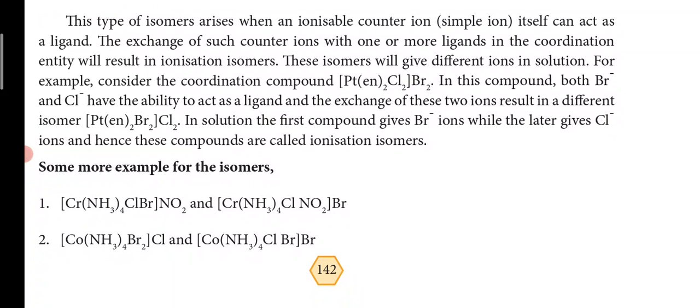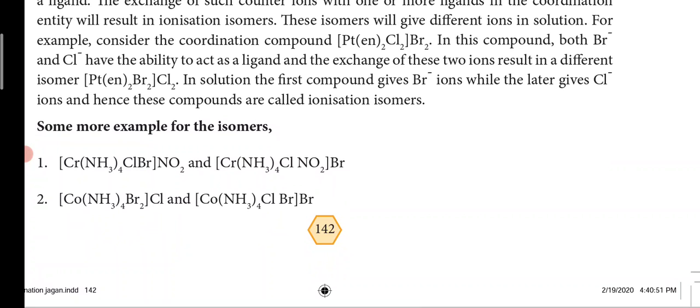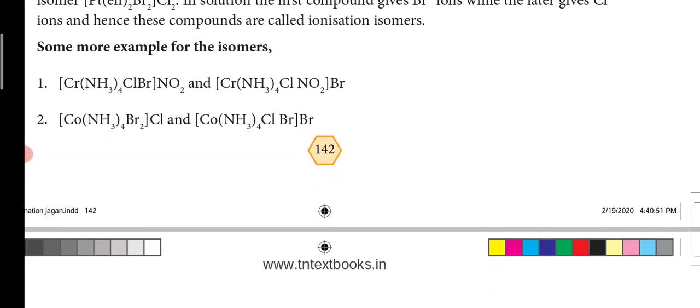So here, we can bring the Cl outside and take Br inside, because bromide will be an easily ionizable anion. In solution, the first compound gives Br minus ion while the latter gives the Cl minus ion, and hence these compounds are called ionization isomers. Since they ionize easily and give ions in solution, they are called ionization isomers.